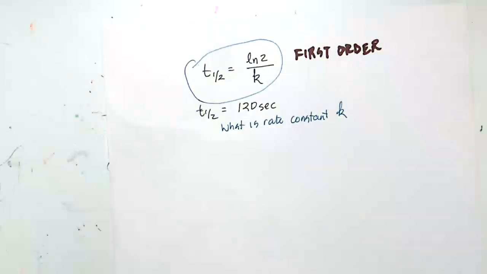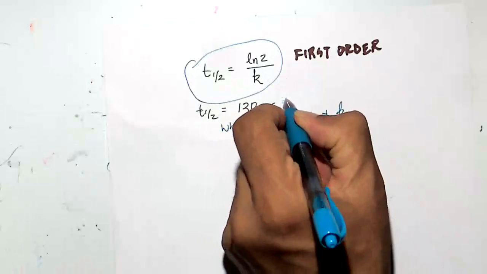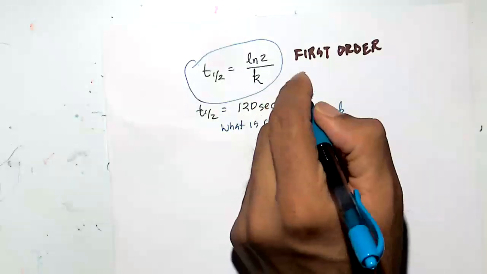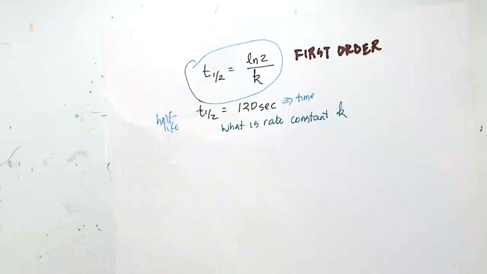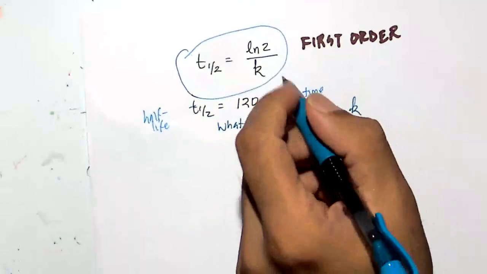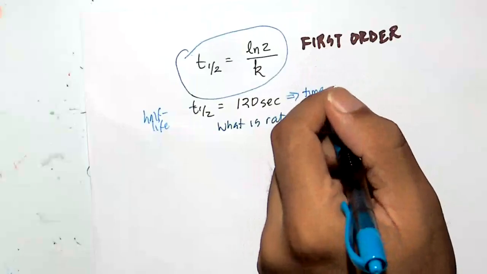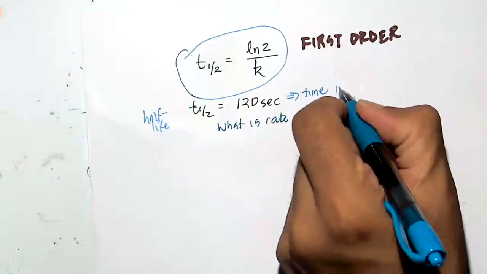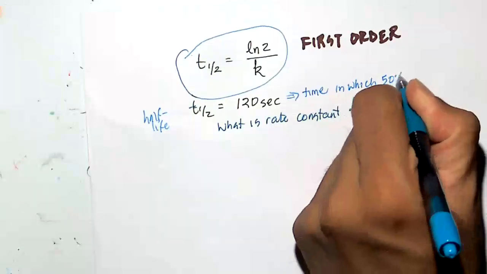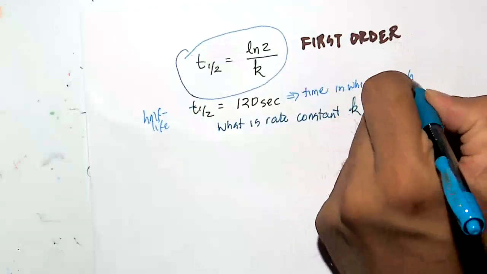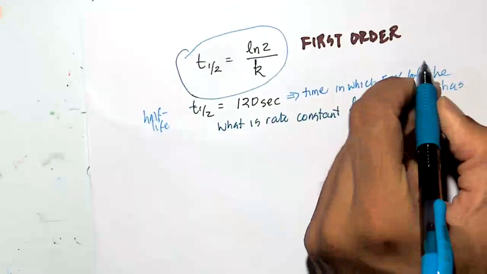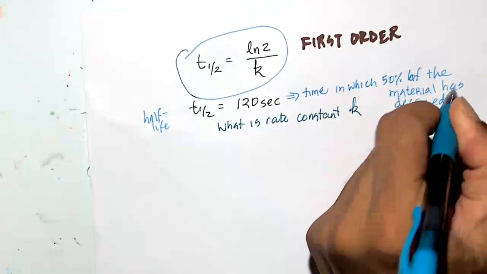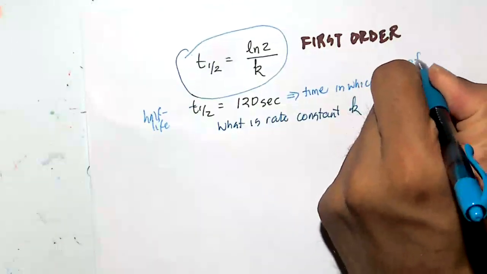So half-life is a time. A lot of students get this wrong. It's a time, but it's a time for what to happen? 120 seconds is the time for this to be 50% decayed, which is half-life. 50% of the material has decayed.